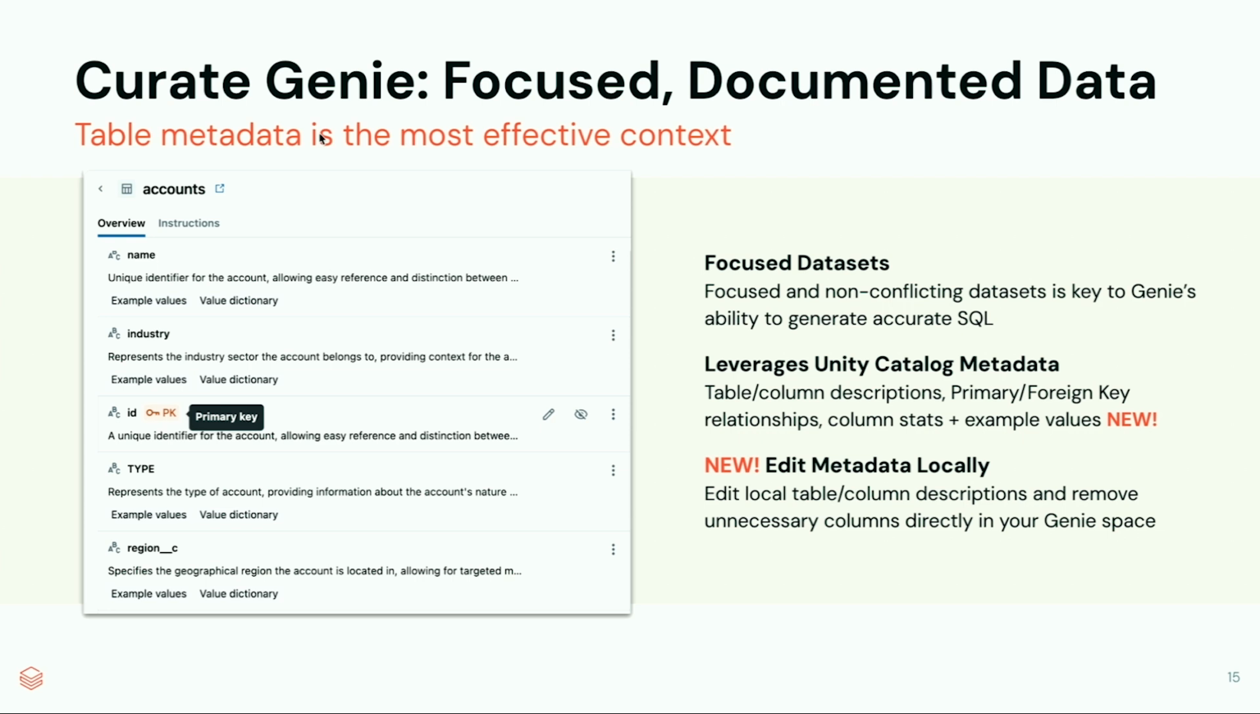We also started to auto-calculate some of this metadata for you to make it really easy to start setting up your spaces. We automatically calculate column statistics and example values that add general understanding to the LLMs. We also started to make it easier for authors by editing a local version of your metadata. So instead of always having to go to Unity Catalog and change your gold standard definitions, each Genie space has a local copy of your column descriptions, which you can edit directly. Additionally, you can also hide unnecessary or conflicting columns directly in a Genie space to slim down your data sets.